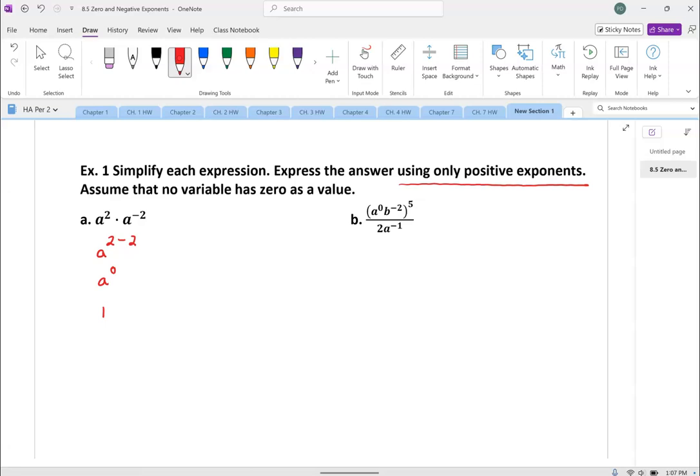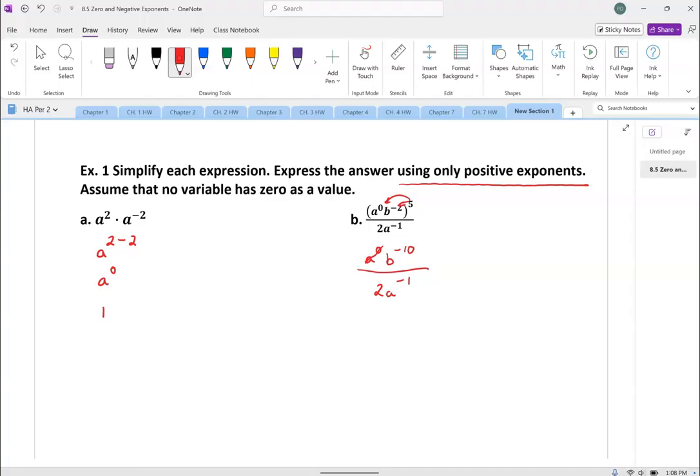So if you take a look at b, we have the quantity of a to the 0, b to the negative 2, all that to the 5th, over 2a to the negative 1. So first thing I've got to do is deal with this 5. Remember, it's going to go to both exponents. So we're going to have a to the 0, b to the negative 10th, over 2a to the negative 1. So a to the 0 is fantastic because that becomes 1, so we can essentially get rid of it.